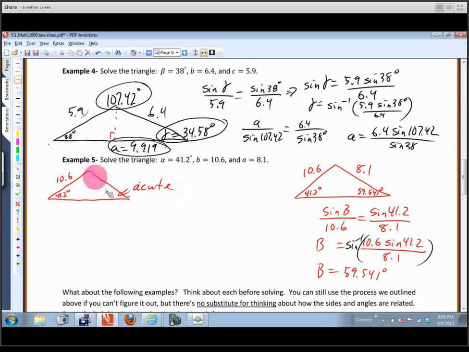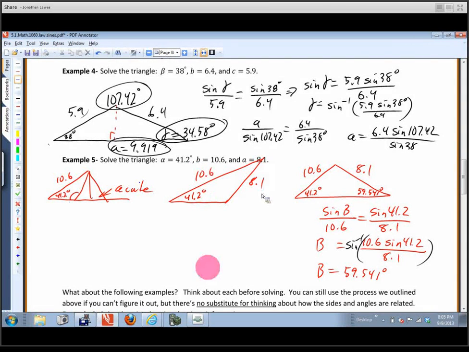I've exaggerated that a little bit too much, so we'll swing it out to right here. That is an acute angle, okay? If I swing it in here, this is an obtuse angle, all right? So what we run into is, let's draw this other case now. This is 41.2 degrees, this is 10.6, and this is 8.1.